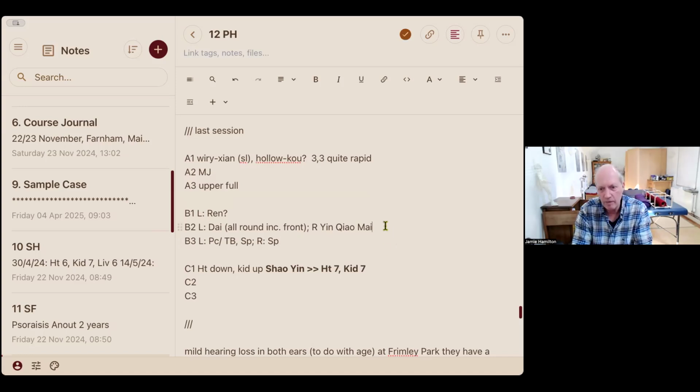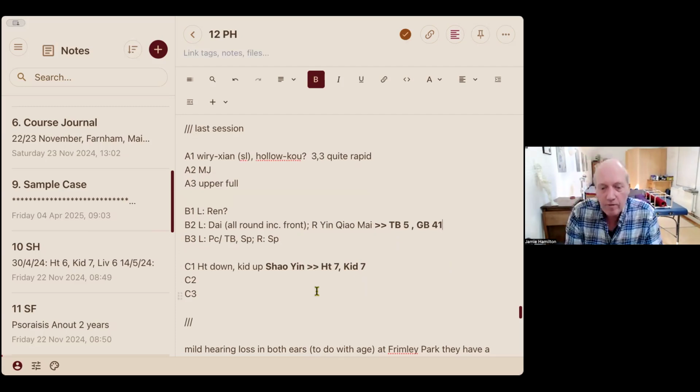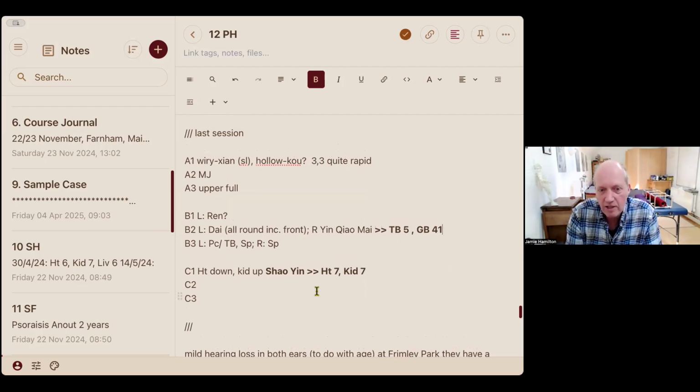Whereas for this Dai Mai, okay, let's say I ignored the Yin Chao Mai. The Dai Mai made more sense for something I was going to treat. I did triple burner 5 and gallbladder 41, which are the classic opening and coupling points for the Mai. So that's why.